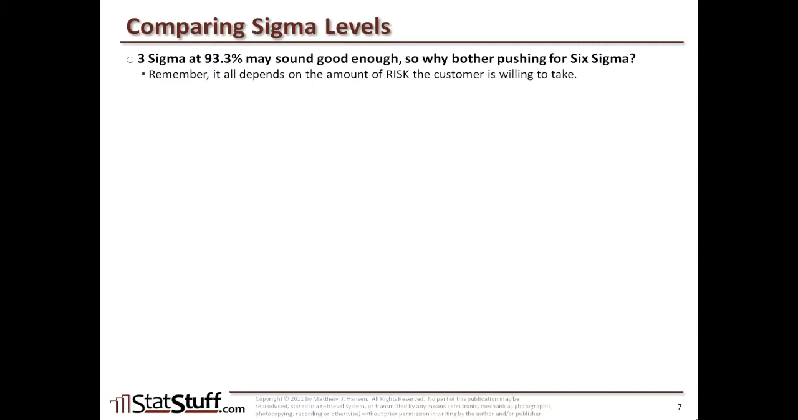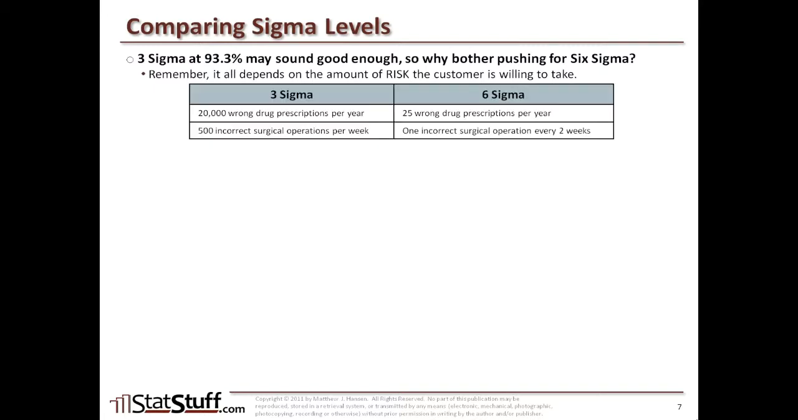So let's compare 3 sigma versus 6 sigma in a couple examples. So at a 3 sigma level, we're basically saying we have about 20,000 wrong drug prescriptions per year, but if we take that at a 6 sigma level, where there's a lot fewer defects, we're averaging then only 25 wrong drug prescriptions per year. That's a huge reduction. At something that's 3 sigma level, that could be 500 incorrect surgical operations per week. But at a 6 sigma level, it may only be 1 incorrect surgical operation every 2 weeks.